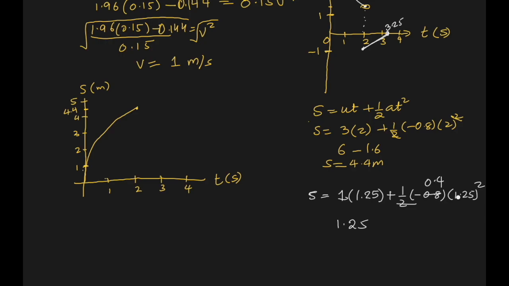Okay, 1.25 square, 0.625, so minus 0.625 meters. So that means from 4.4 it will come down 0.625, which is 3.775. So you can write s equals 4.4 here, because they have said clearly show how much displacement there is, and it will reach here.